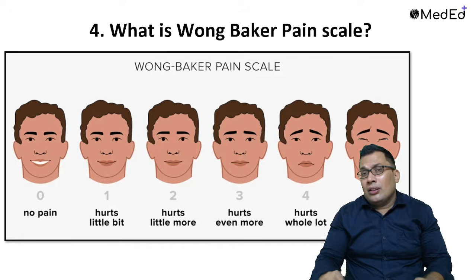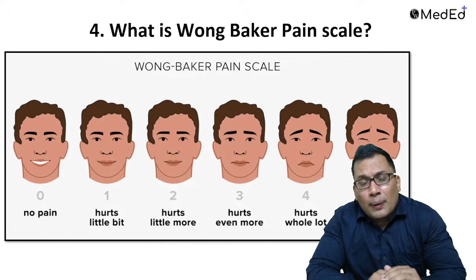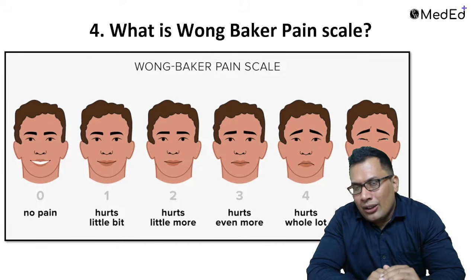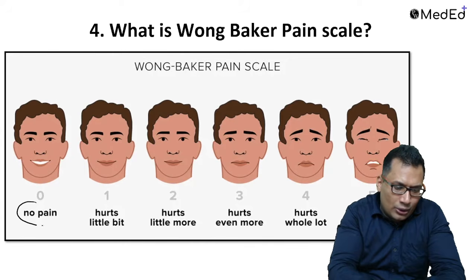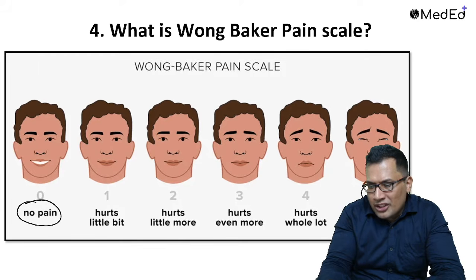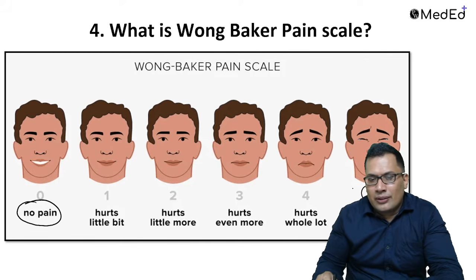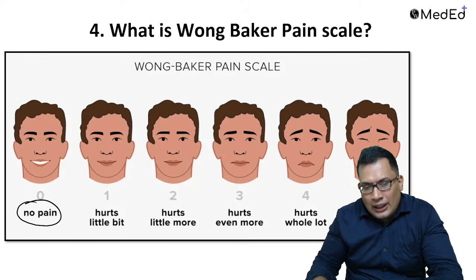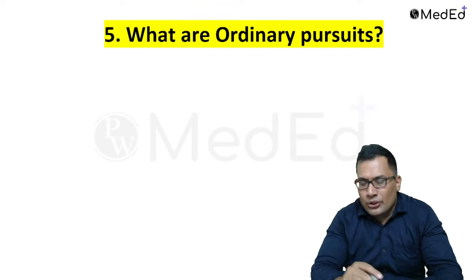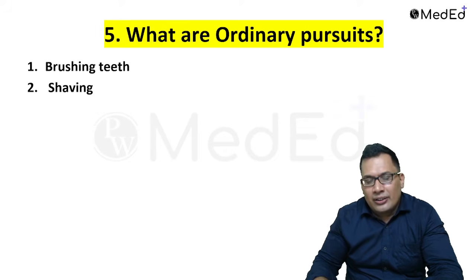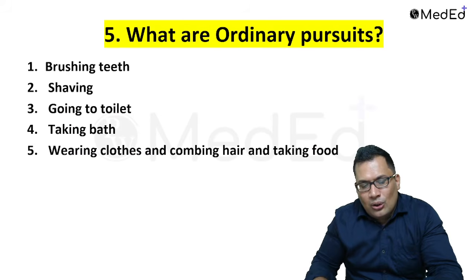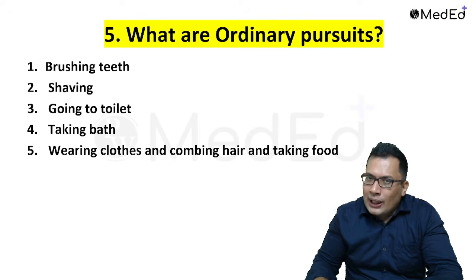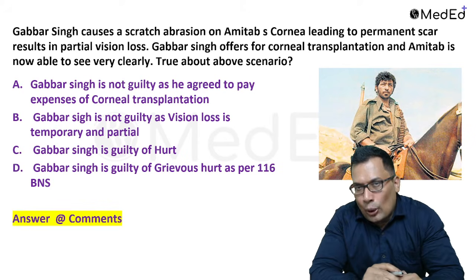Next question can be asked, what do you mean by Wong Baker pain scale? This is the pain scale used to determine severe bodily pain while giving a report under clause 8. You see here, 0 means no pain, 5 means worst pain. This is the WB pain scale. Last question, what do you mean by ordinary pursuit? As we discussed, brushing teeth, shaving, going to toilet, taking bath, wearing clothes, combing hair, taking food, all these are ordinary pursuits.